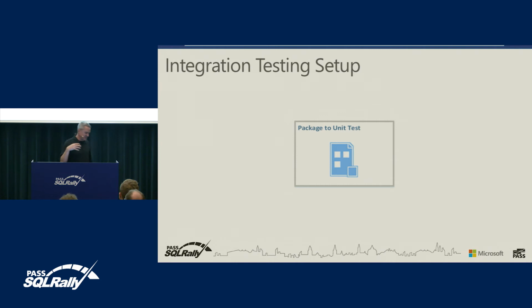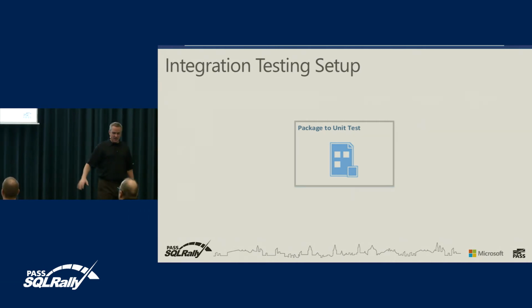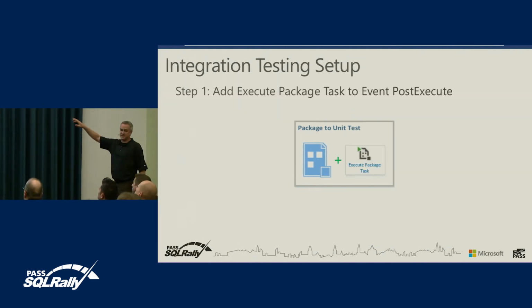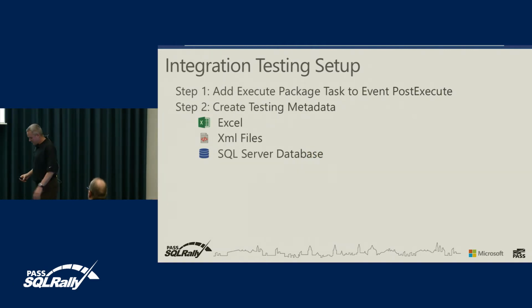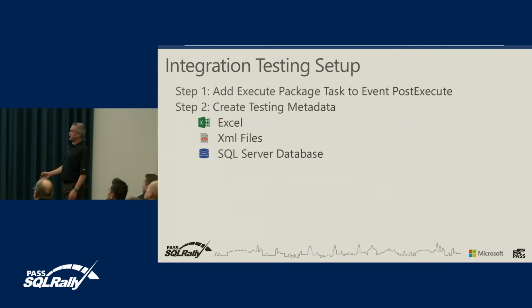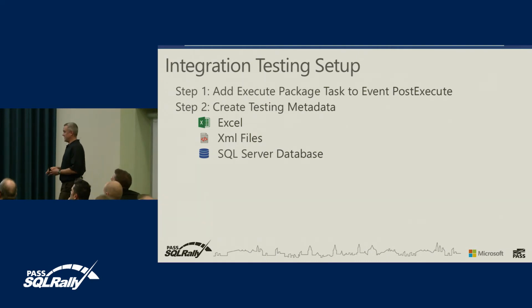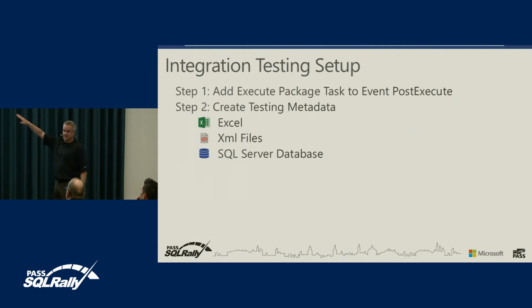I always like to show a picture of where we're going so we can get a good understanding. If I want to test this package, the only thing I've got to do is add an execute package task to it. The second thing I'm going to need to do is create some metadata. In this example, we're going to use Excel because it's a little easier for me to show and demo. I have this metadata utility that makes it a little easier to read Excel.